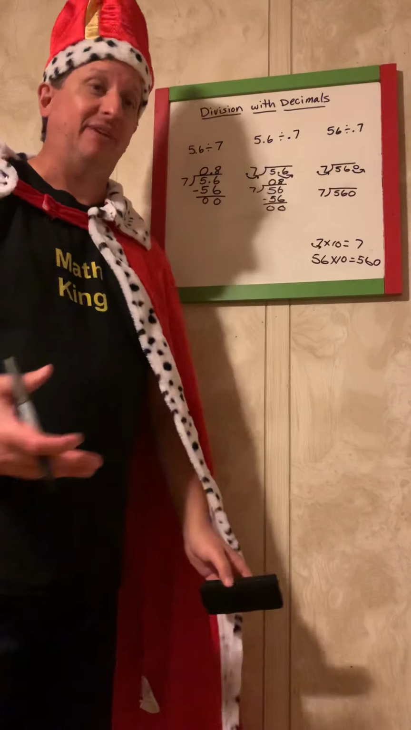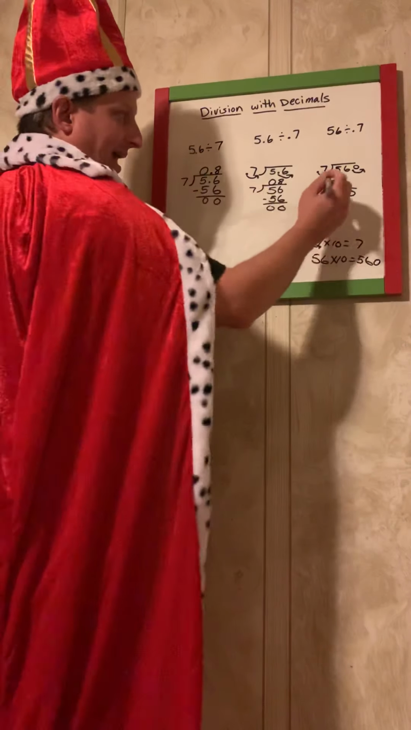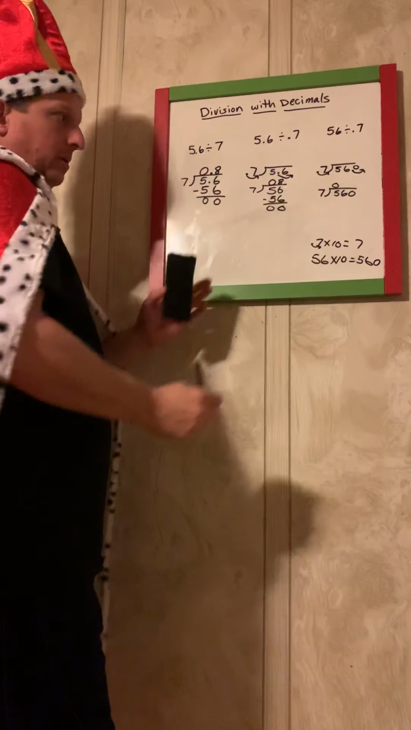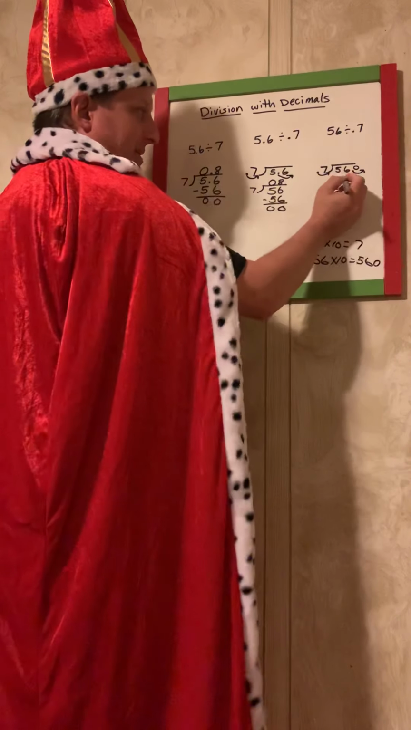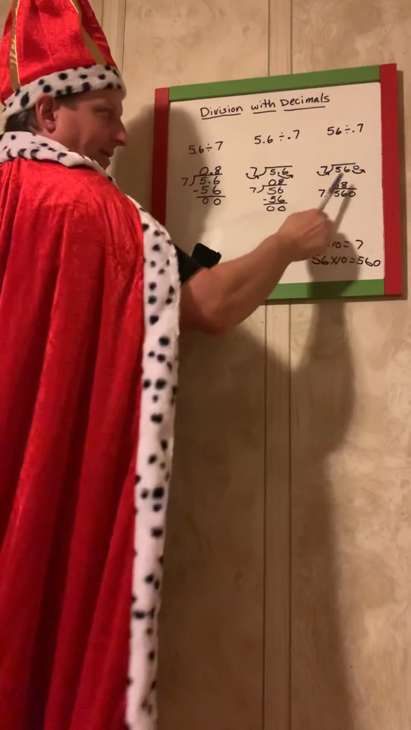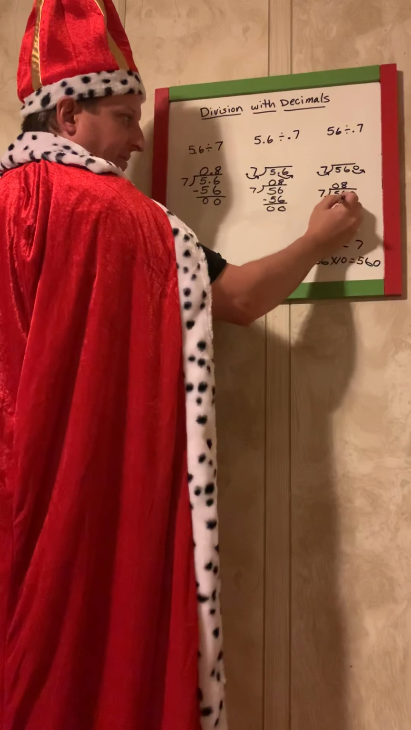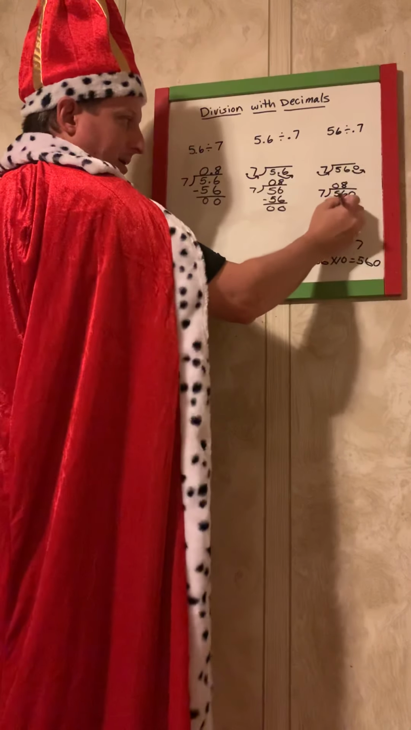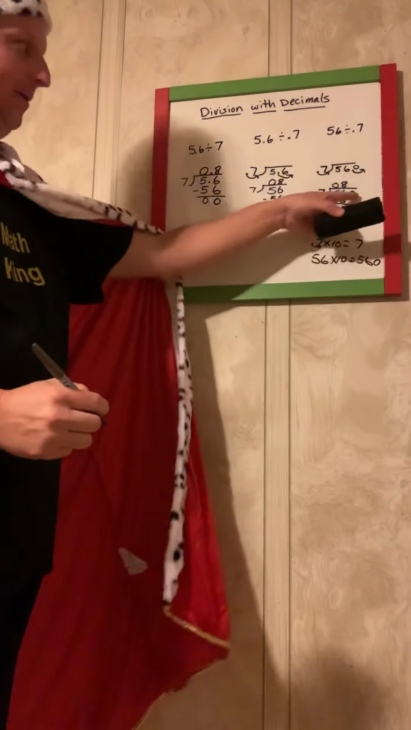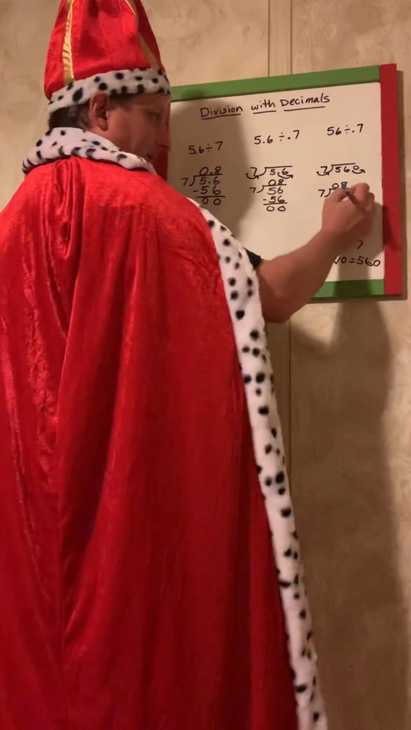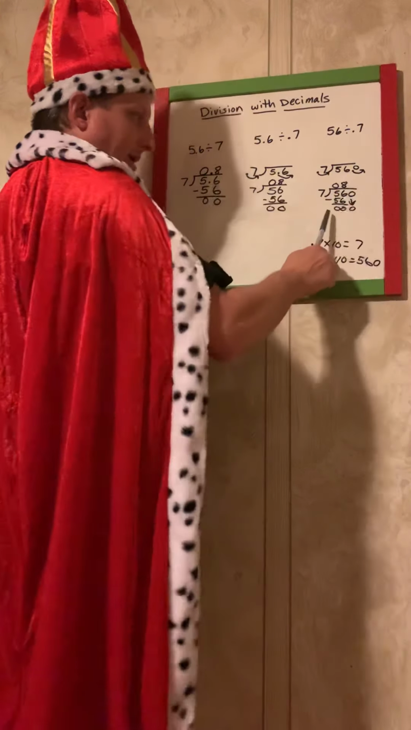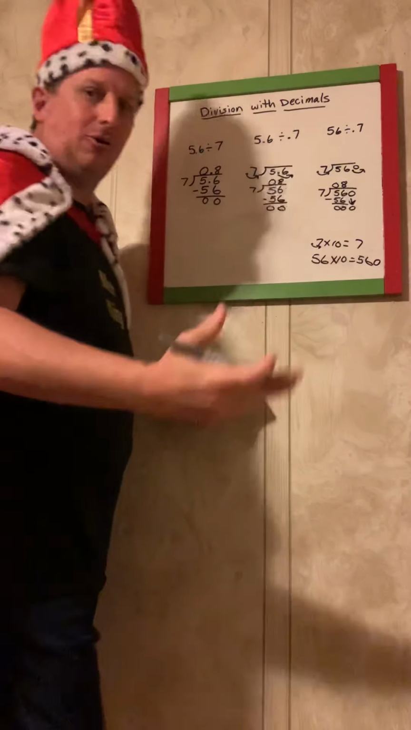Now I have to divide. 7 goes into 5, 0 times. 7 goes into 56, 8 times. 7 times 8 is 56. When I subtract, I get all zeros. Now I still have this 0 over here. I can't leave it. I bring down the 0. I have all zeros. 7 goes into 0, 0 times.